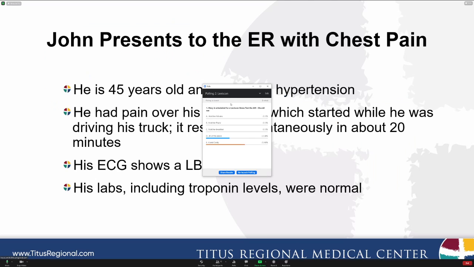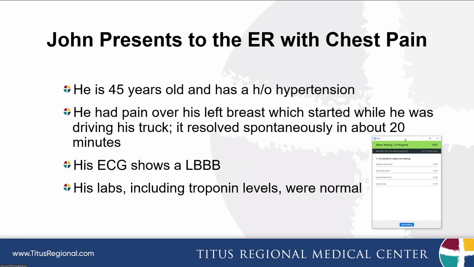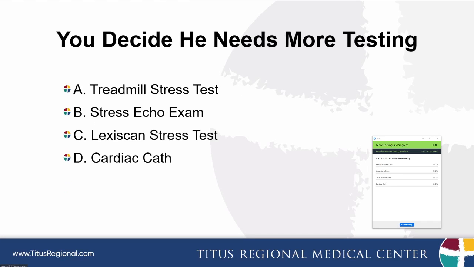All right, this is going to be our last polling question, and then we're going to open it up to questions from you guys. So we have a patient, John, who comes to the emergency room with chest pain. He's 45 years old. He has a history of hypertension. He had some pain that occurred over his left breast while he was driving his truck. It went away all by itself in about 20 minutes, and he came to the emergency room, and his EKG showed us a left bundle branch block. His labs, including his troponin levels, were all normal. And now we've decided that we need to do some additional testing to figure out whether or not this chest pain is something that John and we need to worry about.